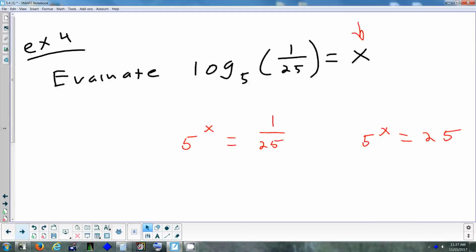So the answer to the problem on the right is 5 to the second power is 25. You want to get 1 over 25? Make it 5 to the negative second. -2.